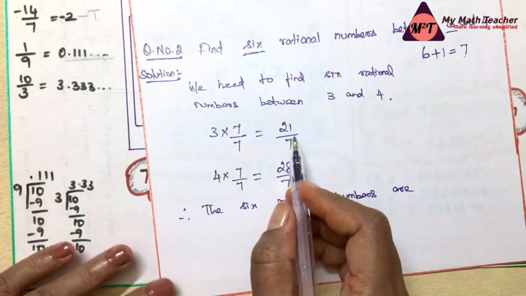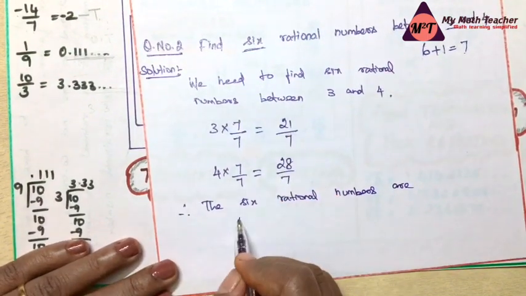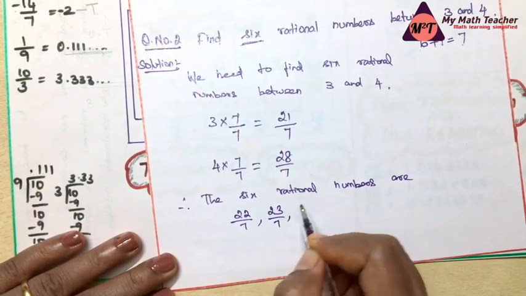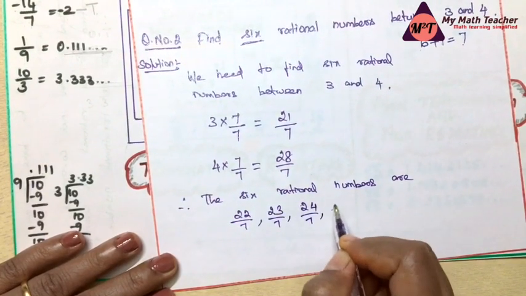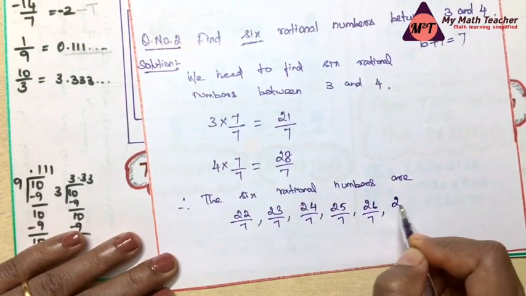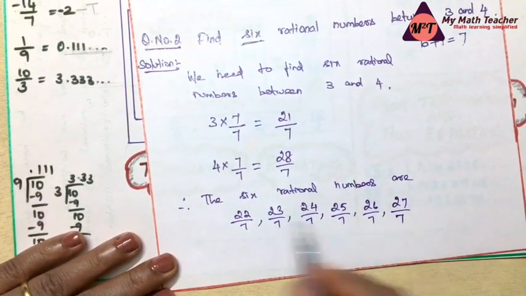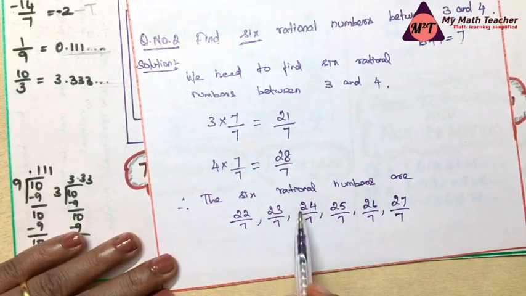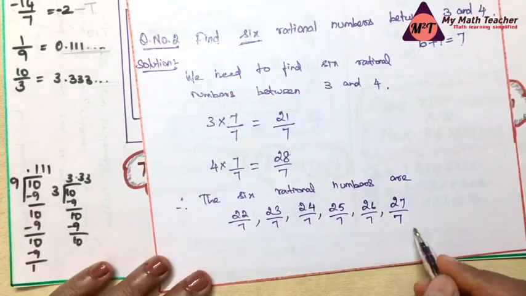So what are the in between numbers? 21. The next number is 22 by 7. Next 23 by 7, up to 27 by 7. So we can see we have got 6 rational numbers in between 3 and 4. So this is the answer.